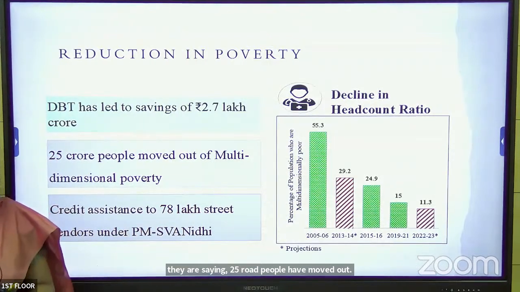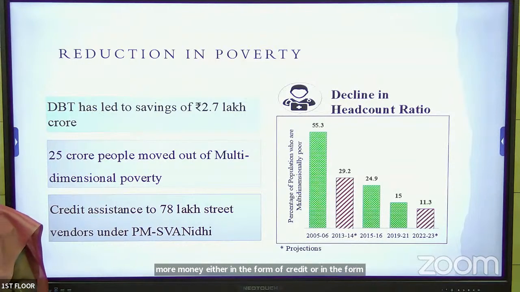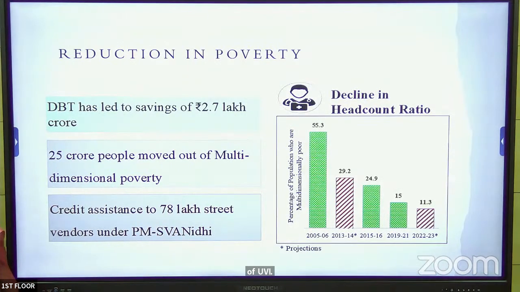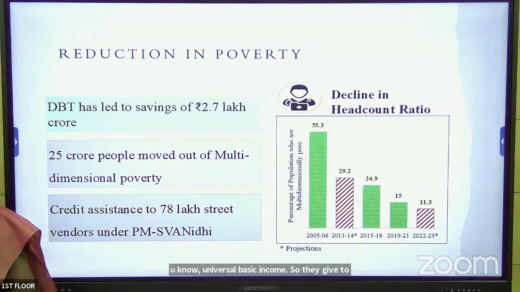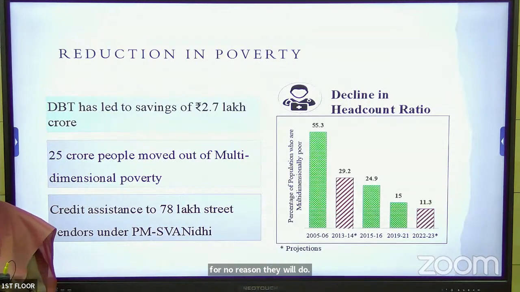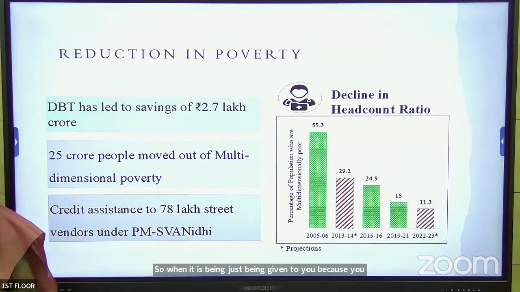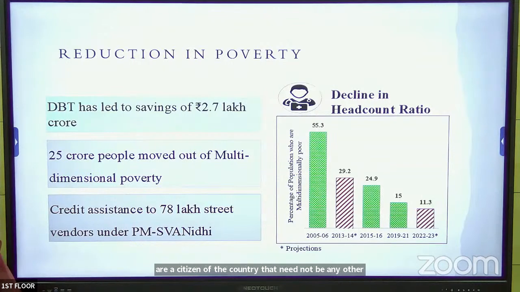Credit assistance. So basically, you have to give people more money either in the form of credit or in the form of UBI. You're all familiar with the word UBI? Universal Basic Income. So they give to farmers, they give to pregnant women, they give to women of Tamil Nadu. For no reason they will give. So when it is just being given to you because you are a citizen of the country, there need not be any other qualification for that. If you are a citizen of the country, that's originally the concept of UBI.